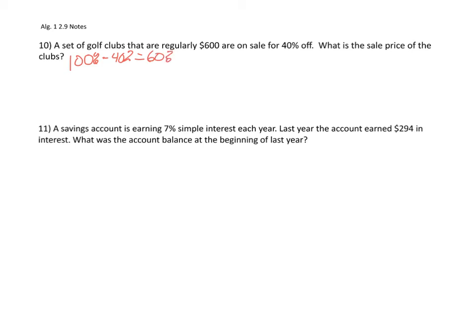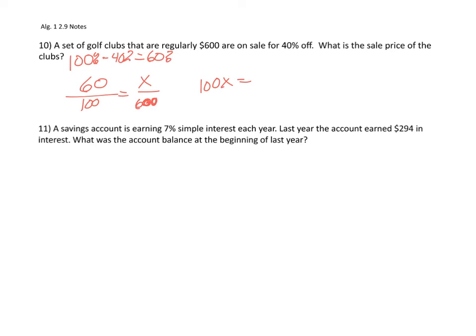Alright, so I'm going to set up my ratio as such. So 60 over 100 is going to be equal to some sort of price that I'm going to pay, and my regular price is 600. Alright, I was trying to make that 0 a little more happy, and I didn't. I made it a little more sloppy. Okay, so cross product property, I'm going to end up with 100x is equal to 60 times 600.